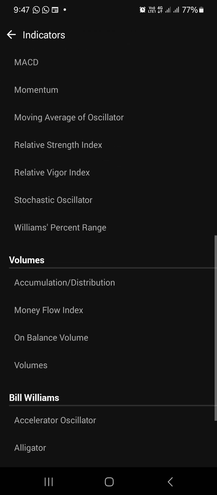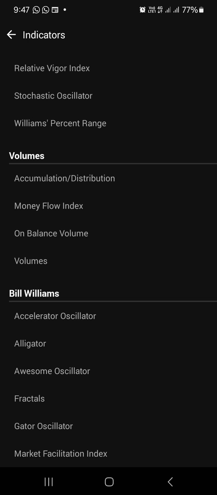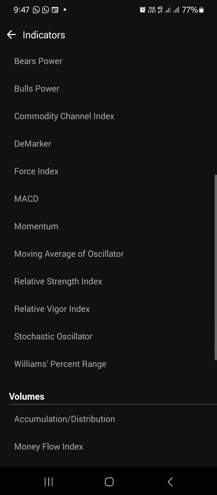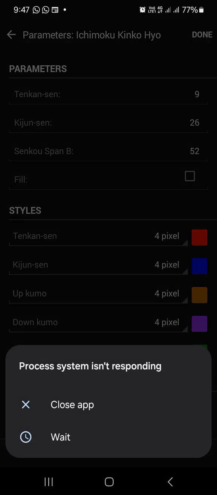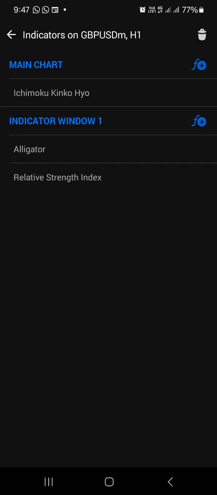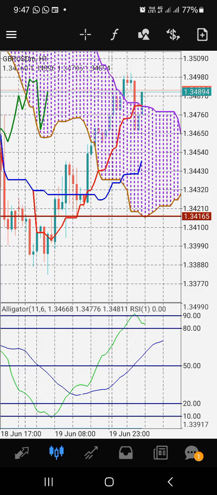Ichimoku. Where are you? Show yourself. Ichimoku, show yourself. Where is Ichimoku? Okay, under trend. Done. Note that you don't edit anything.